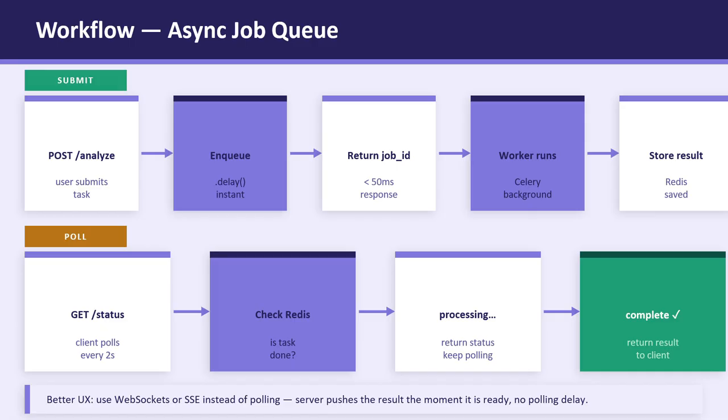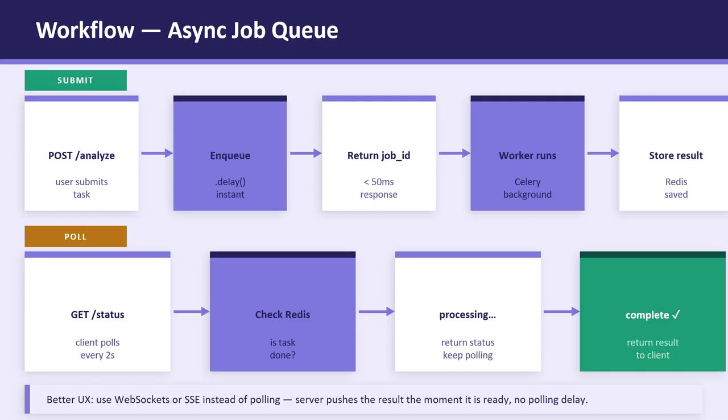Next is workflow. The workflow has 9 steps across 2 rows. The submit row covers steps 1 through 5. Step 1. The user sends a post request to the analyze endpoint. Step 2. The endpoint calls task.delay with the prompt. This is Celery's method for enqueuing a task. Delay is named after the idea that the actual work is delayed to run later. It puts the job on the Redis queue and returns immediately.